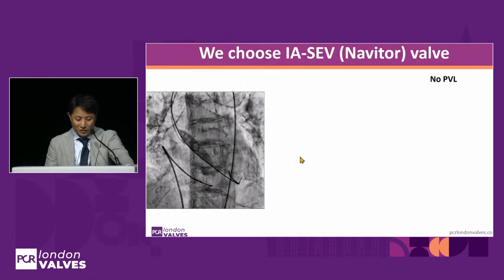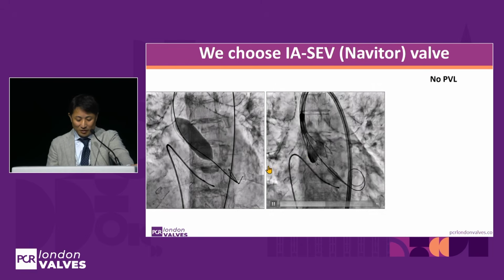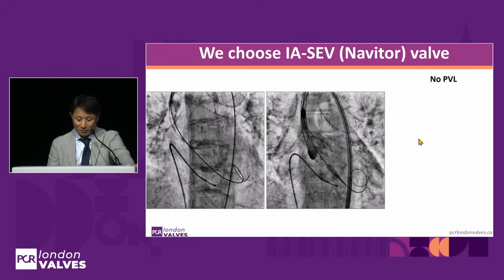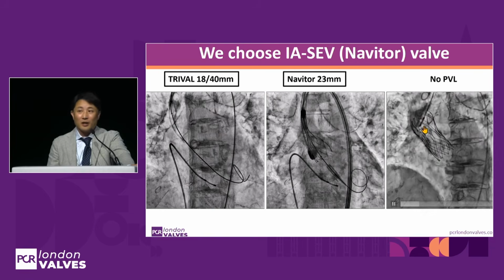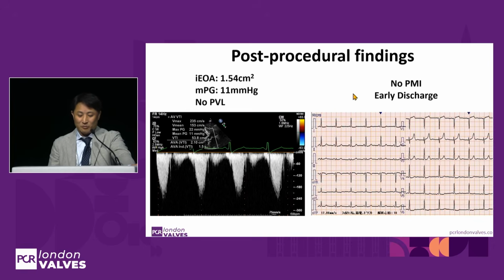So I chose the Navitor intraannular self-expandable valve for this case. Predilatation was done, with appropriate positioning aiming at 3 to 5 below the annulus, and no PVL was observed. In the post-procedural findings, there is no significant PPM, not even moderate. The indexed EOA is 1.54. The patient has a 277 millimeter squared annulus, but the hemodynamics is excellent. Mean pressure gradient is 11, and no PVL was observed. The patient was discharged early without a complete AV block.